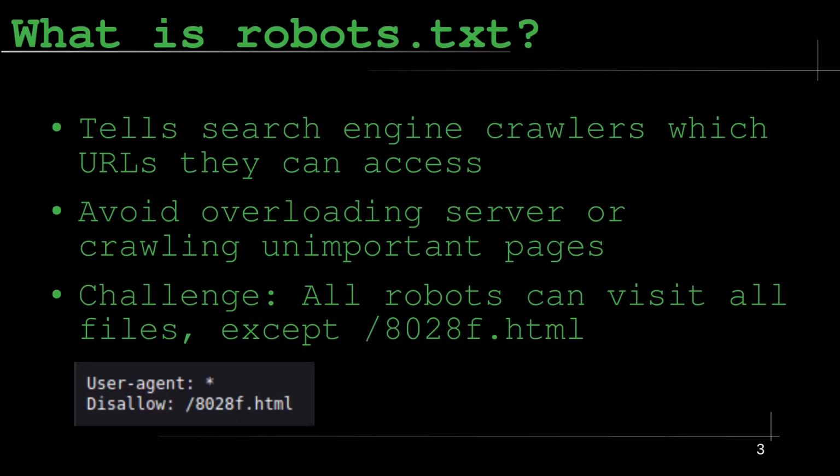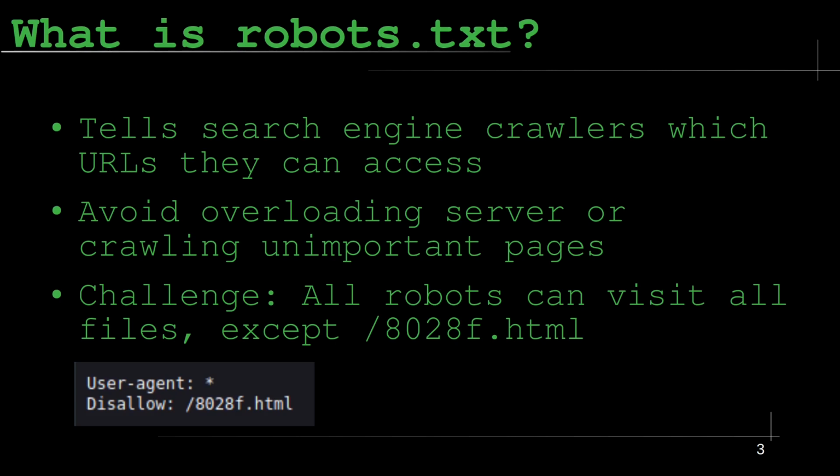Robots.txt is a file that tells search engine crawlers which URLs they can access on your website. This is used mainly to avoid overloading your server with requests from crawlers, or to avoid crawling unimportant or similar pages on your site. For example, if you have a page that you don't want to appear in Google search results, you can use robots.txt to block it.